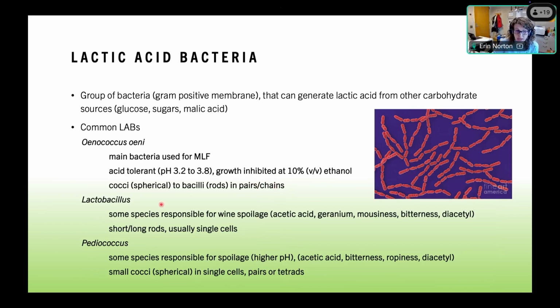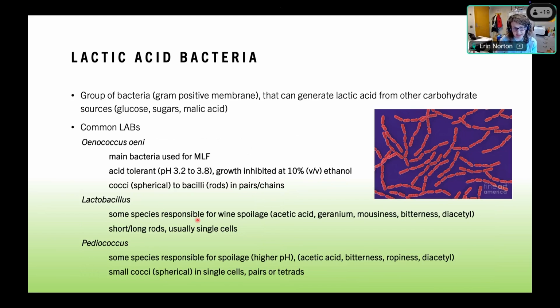Lactobacillus is another subgroup of lactic acid bacteria. Lots of different Lactobacillus species out there. Some species are responsible for wine spoilage, so you can get acetic acid production, geranium taint, mousiness, bitterness, diacetyl. So things that we don't necessarily want. They're usually longer rods, and they're usually in single cells. And these are things that we would see under the microscope if somebody sent us a sample and we were trying to identify what these were.